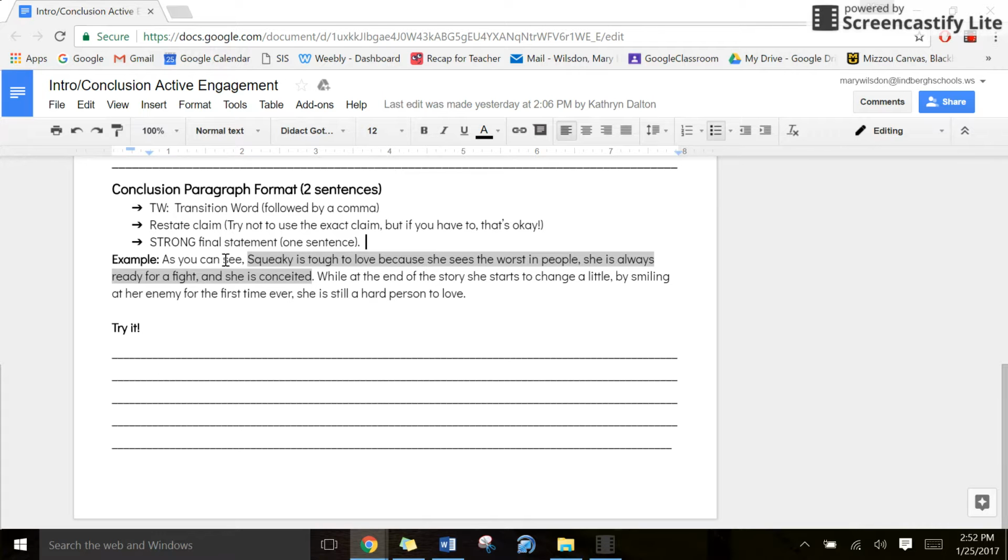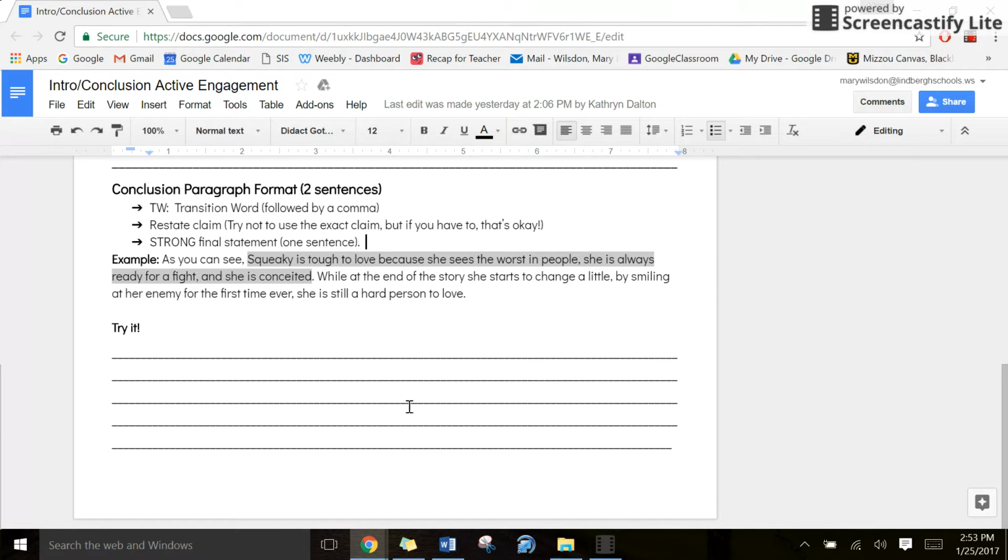And it says, as you can see, there's my transition word, Squeaky is tough to love because she sees the worst in people. She is always ready to fight and she's conceited. While at the end of the story, she starts to change a little bit by smiling at her enemy for the first time ever, she's still a hard person to love. That's a really powerful last statement that sums up everything that I'm trying to talk about and really ties back into Yuko's introduction.